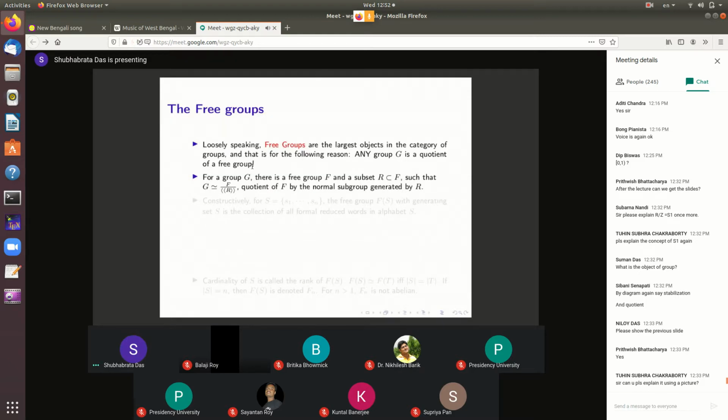So for a group G, you can find a free group. In fact, you just take the generating set of the group G and consider the free group, which I haven't defined yet, on that generating set of the group G, and then you have a map from the free group on the generating set S to the group G, and you can show that this map is a surjective homomorphism. Just look at the kernel, and the kernel is called the set of relators. Those are the words which are killed, which are trivial in the group G.